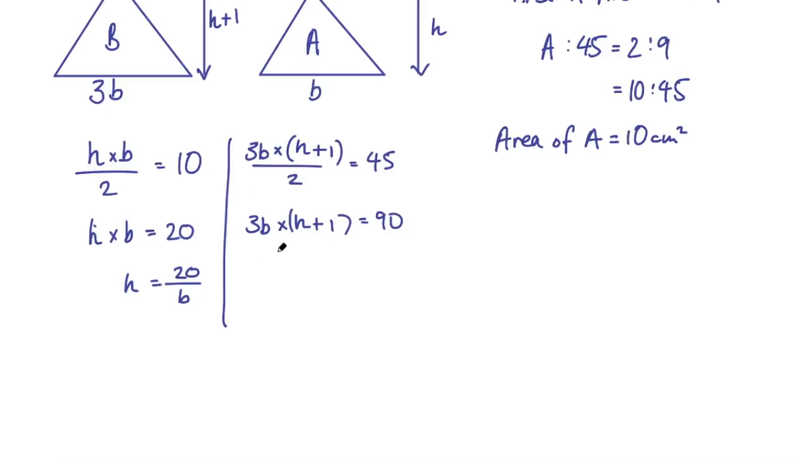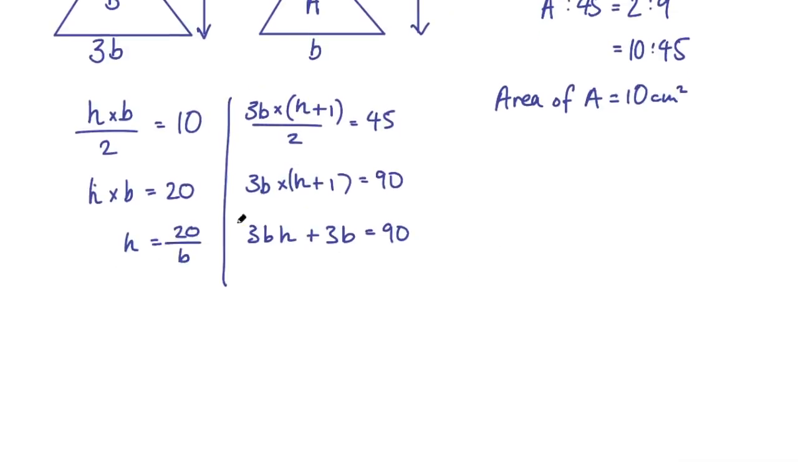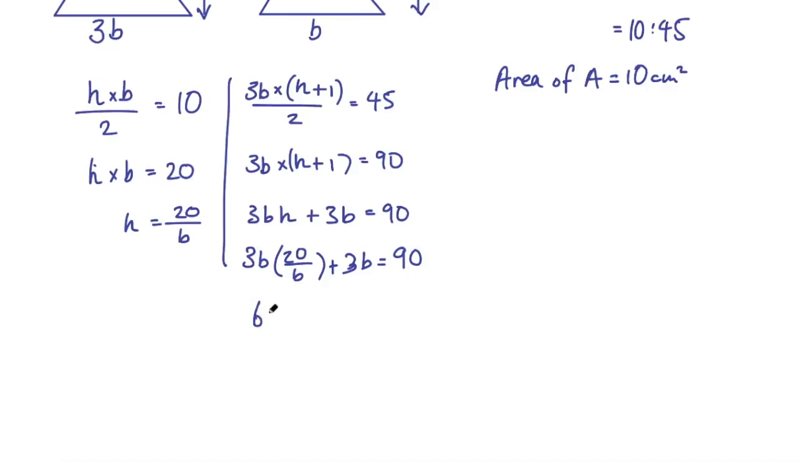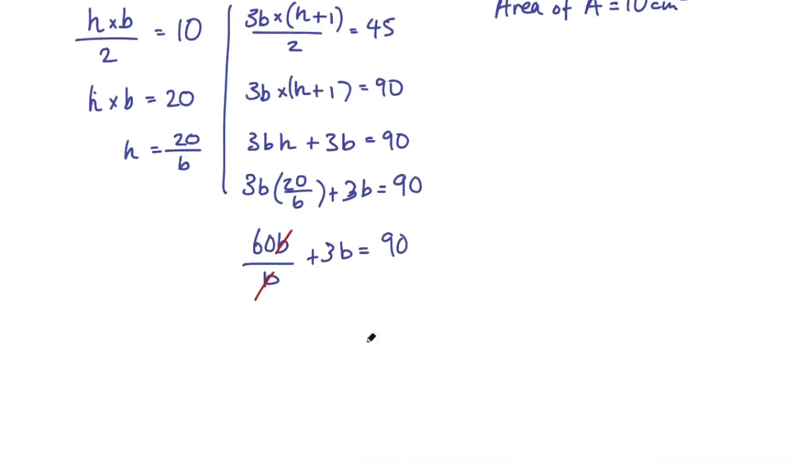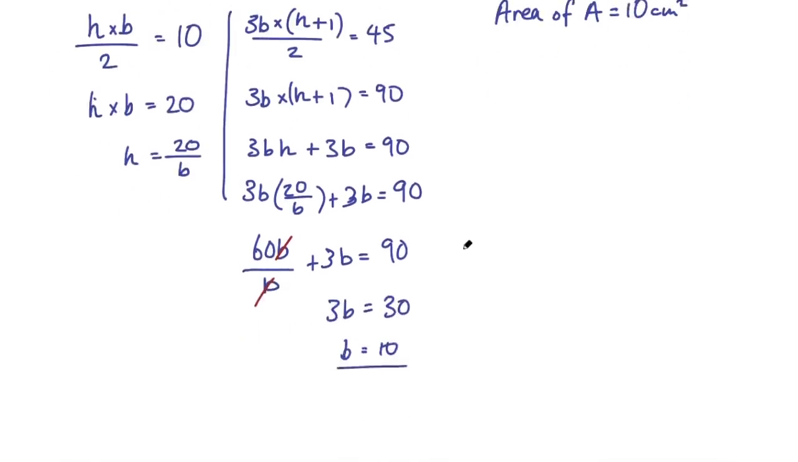So what I might do is expand these brackets out first. So this will be 3bh plus 3b equals 90. And then substitute h in. So this will be 3b times 20 on b plus 3b equals 90. So then we have 60b on b plus 3b is 90. Now these b's over here will cancel out. And then we can subtract that 60 from the right hand side. So we'll have 3b equals 30. So b equals 10. Okay, so now I know the base of A is 10 centimeters.